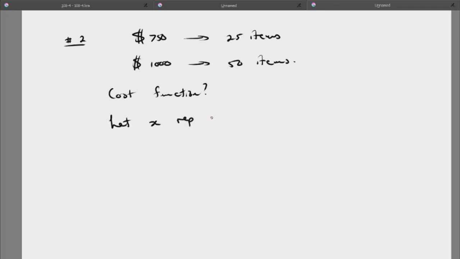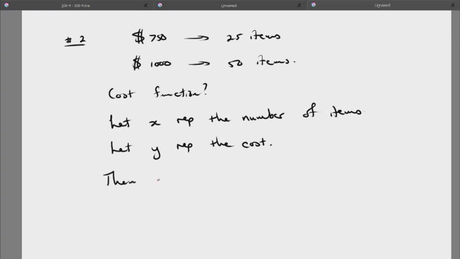Let's say x represents the number of items, and let's go y, but you can be a little bit more creative. It could be anything you want. The total cost. Then I can say, because they are assuming a linear relationship, I'm looking for y equals mx plus b. I don't have to define the m and the b. Those are the standard letters we use for the slope-intercept form.